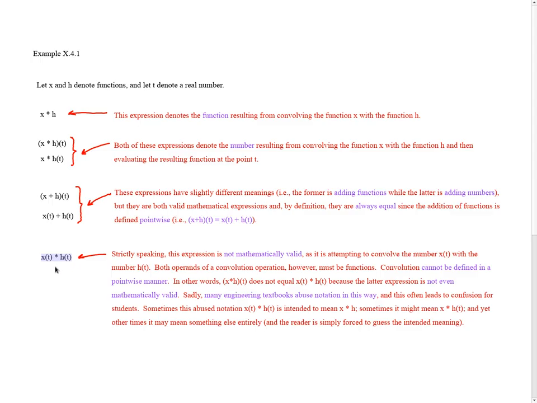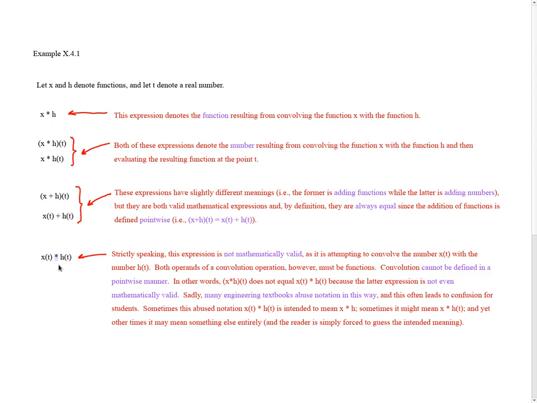A mathematical expression like this makes no sense. The reason why is that the thing that's being convolved in this expression here, if we deconstruct the expression, we have x of t, which is a number, because we're taking the function x, evaluating it at the point t. This gives us a number. And then the other operand of the convolution, h of t, is also a number. We're taking the function h, evaluating it at the point t. This gives us a number. And then we're trying to convolve two numbers.